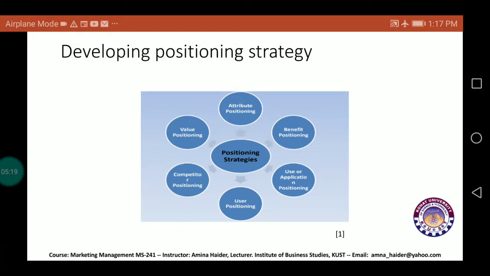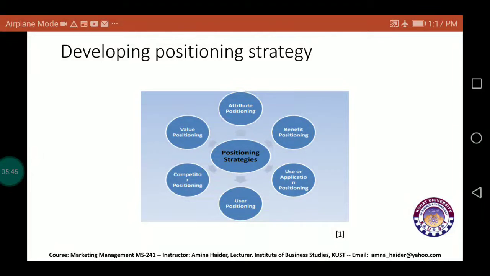When a firm positions itself and its product as best suited for a particular user class, that is user positioning. For example, Johnson and Johnson have positioned themselves as a product that can be used for children and for babies.